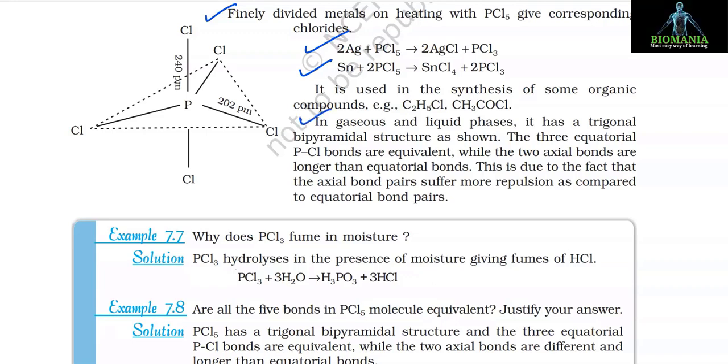In gaseous and liquid phases, it has a trigonal bipyramidal structure as shown. The three equatorial P-Cl bonds are equivalent, while the two axial bonds are longer than equatorial bonds. This is due to the fact that the axial bond pairs suffer more repulsion as compared to equatorial bond pairs.